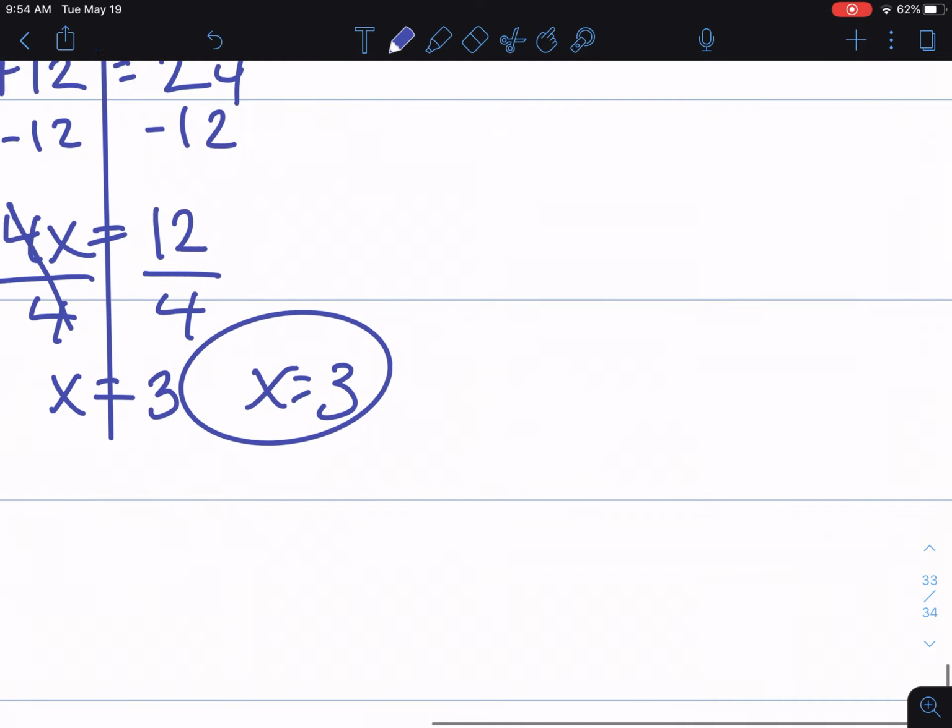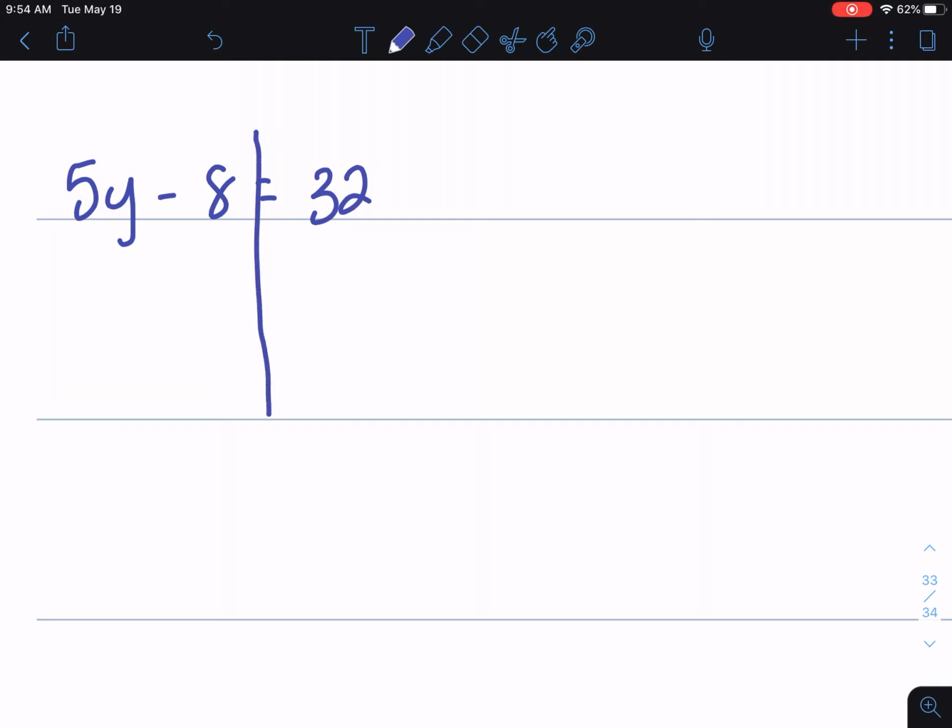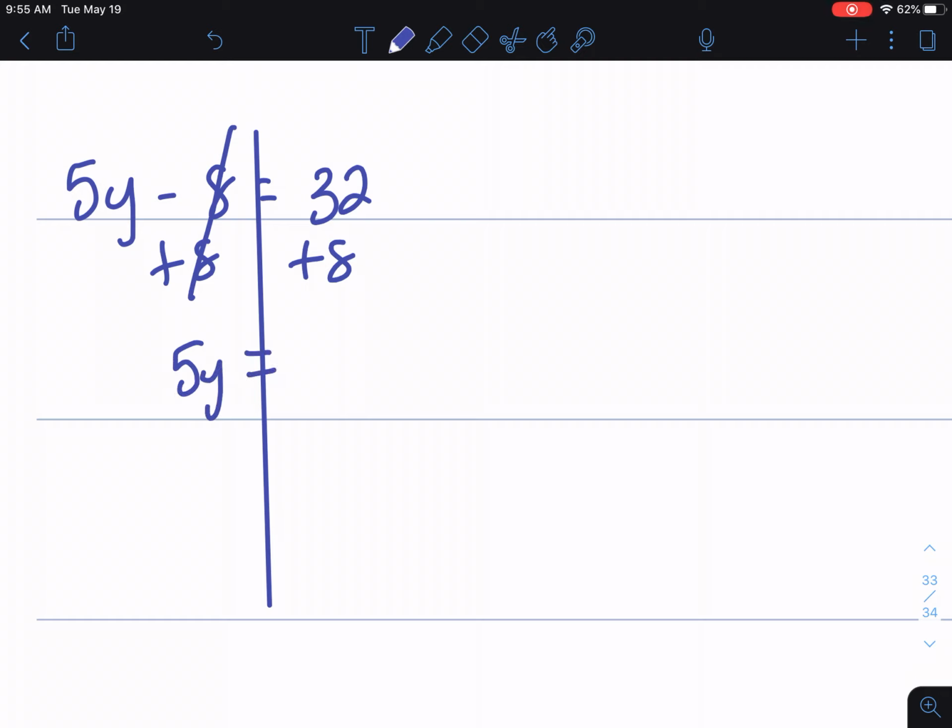Okay. Next one. 5y minus 8 equals 32. Oops. Draw our divider wall there. So remember, dealing with this 5, that's with the y last. Gotta take care of this minus 8. So the opposite of subtracting 8 is adding 8. You're going to do that to both sides. So we have 5y equals now 32 plus 8 is 40.